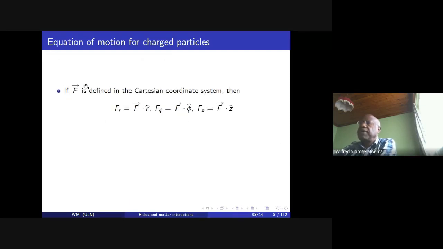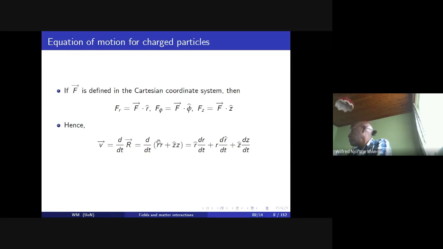So if f is defined in the Cartesian coordinate system, then f of r is just going to be the Cartesian coordinate system definition for f dot the basis vector in the cylindrical system, and that also follows suit. And therefore v is going to be given by the time derivative of the position vector r, and you can see that is going to be given by that value.